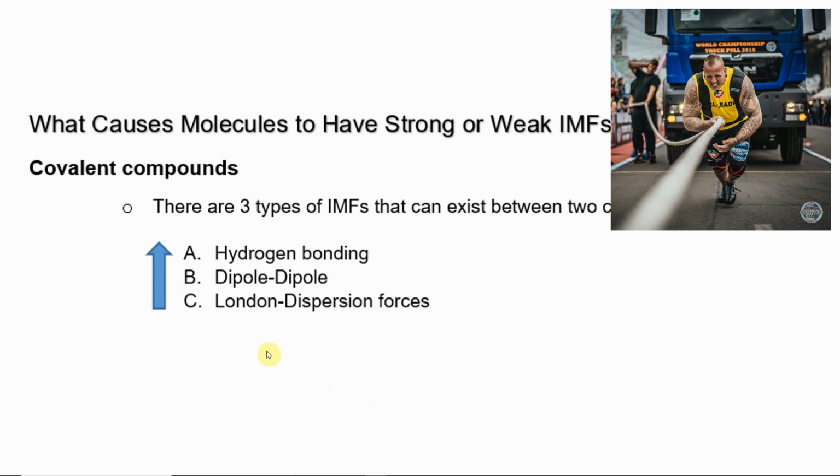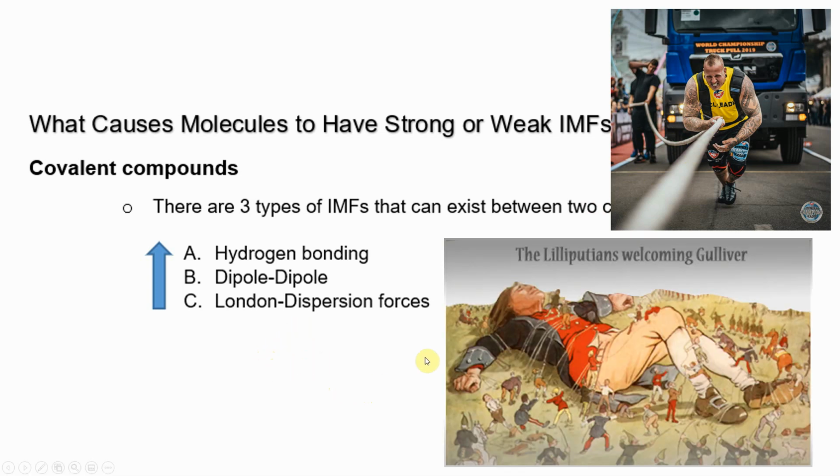I like to think of London dispersion forces as kind of like the Lilliputians in Gulliver's Travels. The Lilliputians were very small. They were puny, right? And therefore, they didn't have a lot of strength. But when they worked together, they had no problem tying Gulliver down. And it's sort of the same thing here, right?